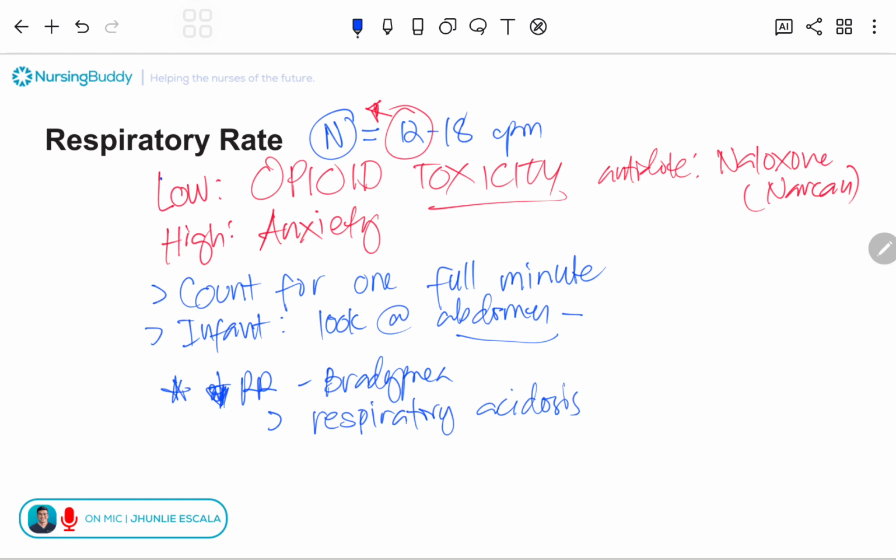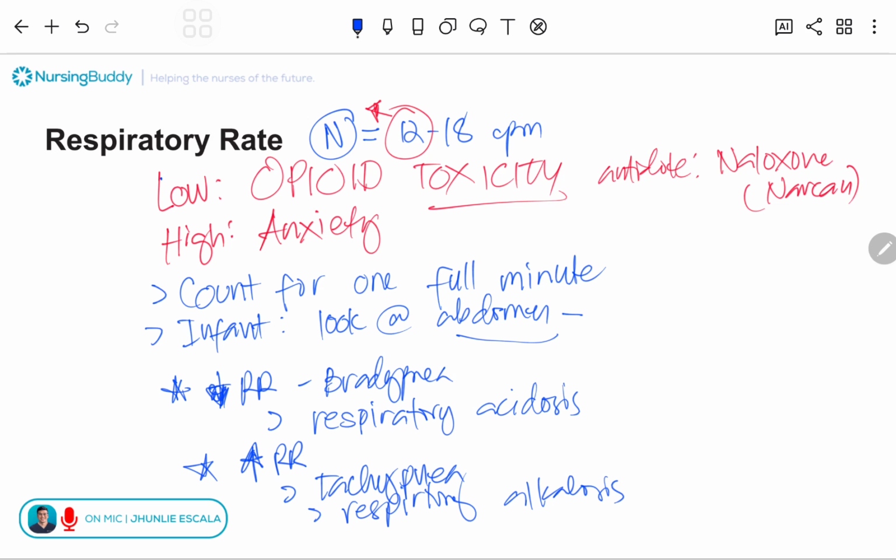Okay, while kapag mataas naman ang ating RR, mataas ang ating respiratory rate, anong mangyayari sa iyo, kapatid? Ang tawag natin dyan is your tachypnea. Okay? Tachypnea. Now, it can cause, upon the other hand, your respiratory alkalosis. Because what happens here, kapatid, we sometimes call this as your hyperventilation.